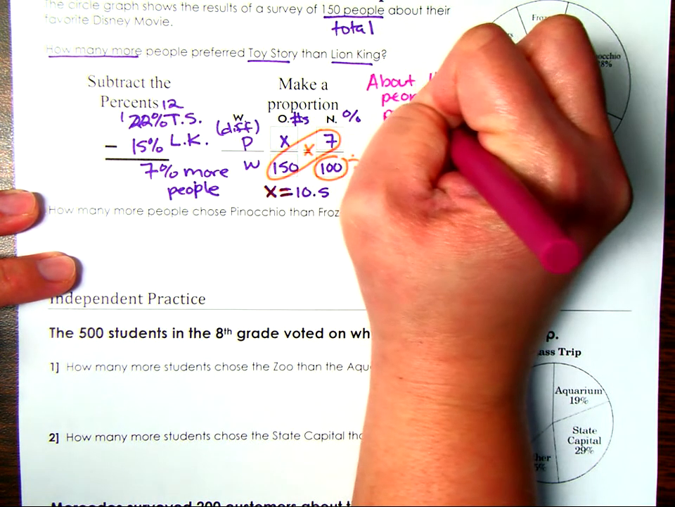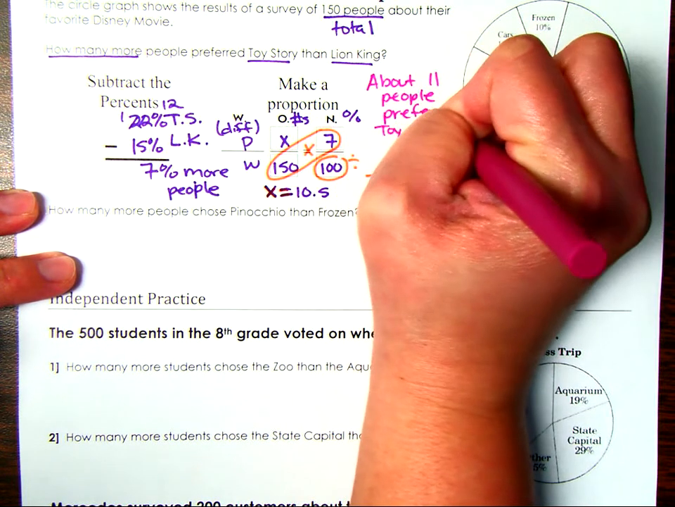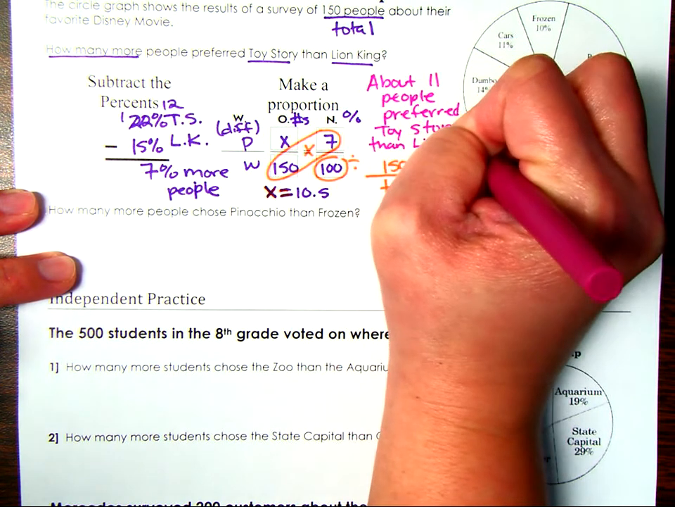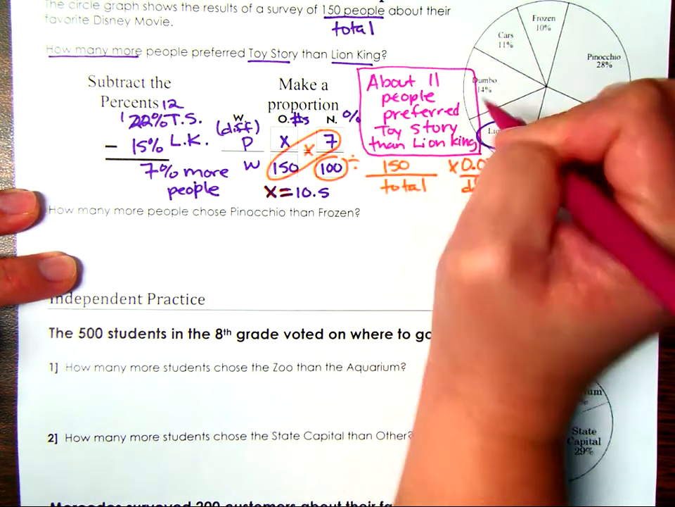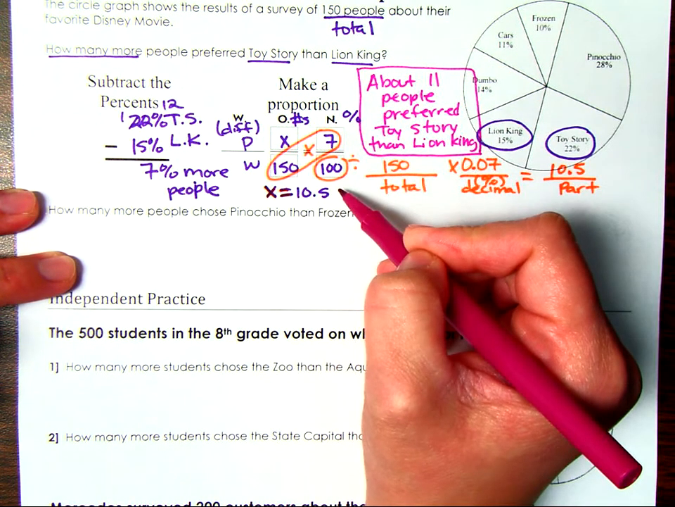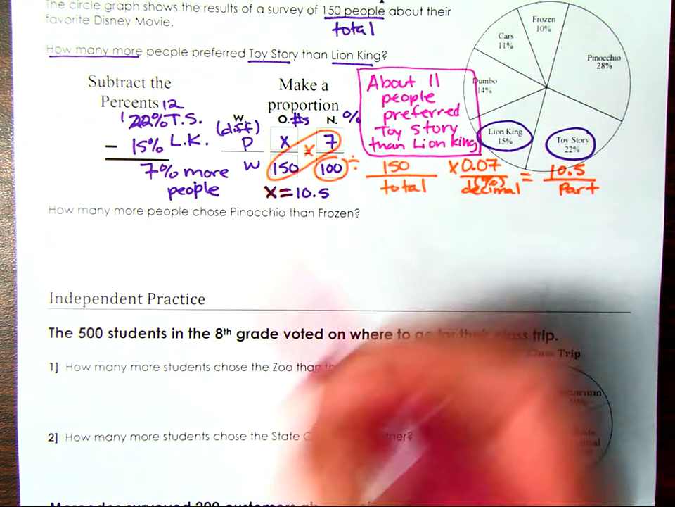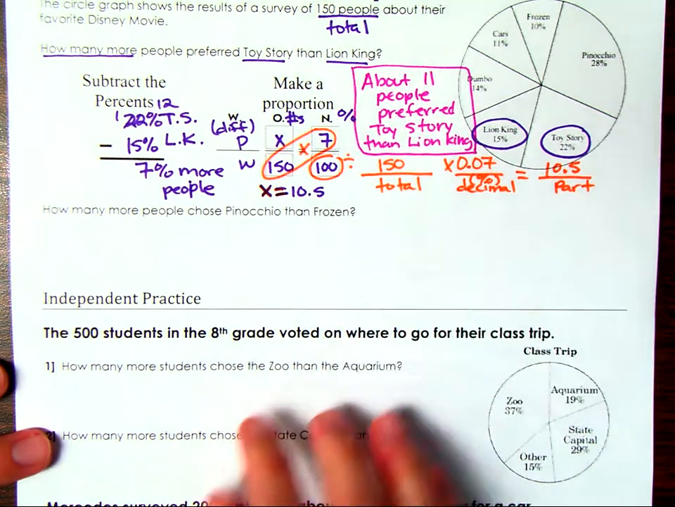preferred Toy Story than Lion King. It's always important to write out what that number represents that we solve for. And again, that makes sense because if it was 7 out of 100 people, 150 is more than 100, so we know it's going to be a little bit over 7. Okay, let's try one more and then get you some practice problems.